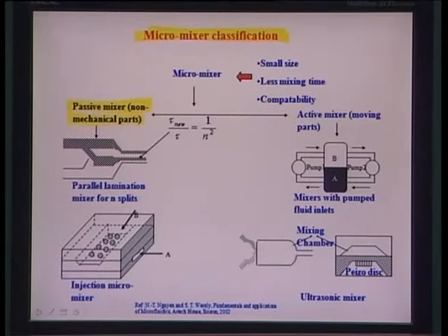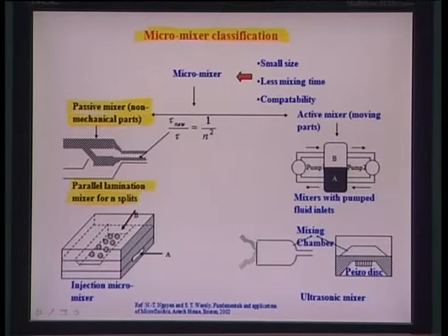Now micro mixers, based on the way that they are able to promote mixing, can be classified into passive and active mixers. Passive mixers are essentially by intelligent design, where there are absolutely no mechanical parts or no energy being supplied. Several different types of mixers come in this category, all the parallel and sequential lamination mixers, where you split the flows using a parallel sequence and stack the laminates close to each other, whether by going in plane, out of plane, or in the same plane. That could be one mechanism of mixing.